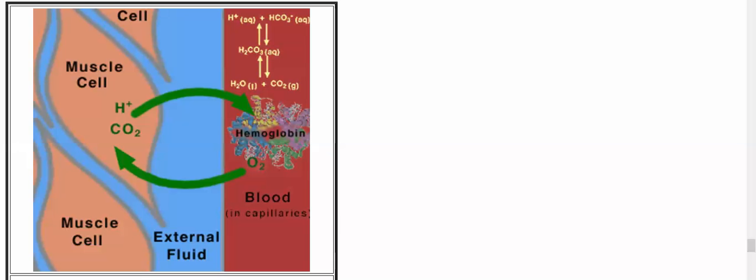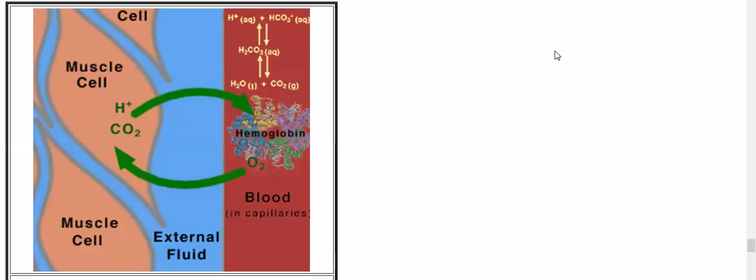We're going to go over a diagram that shows the diffusion directions for hydrogen ions, carbon dioxide, and oxygen between the blood and the muscle cells during exercise. The resulting concentration changes affect the buffer equilibrium shown over here in the upper right-hand corner of the diagram in yellow.